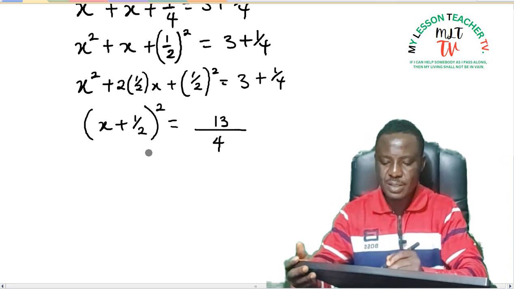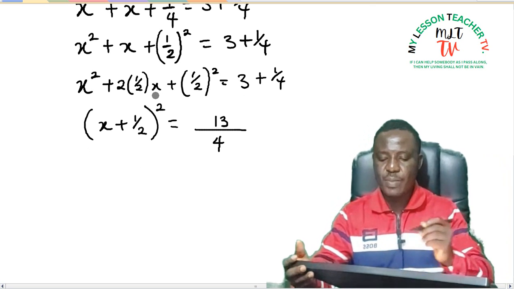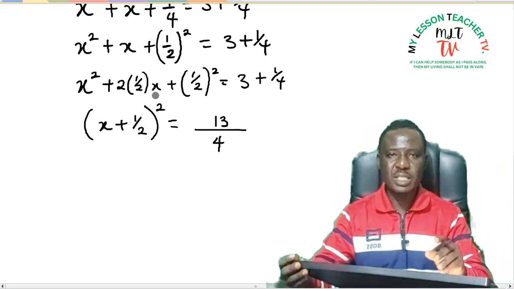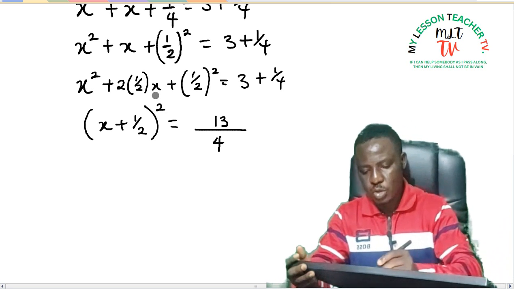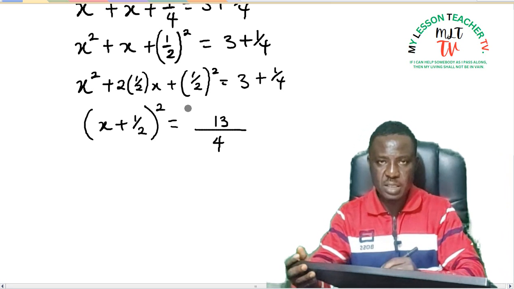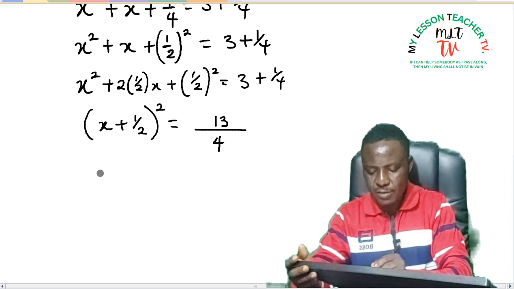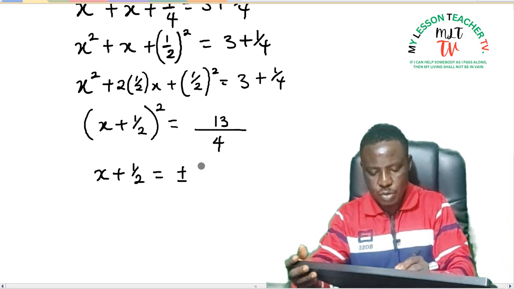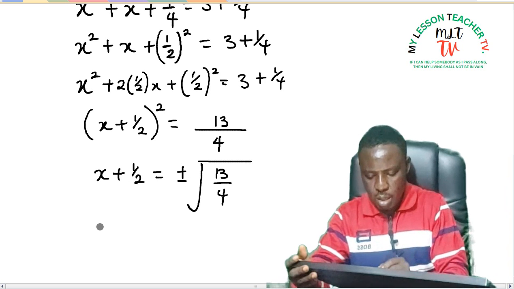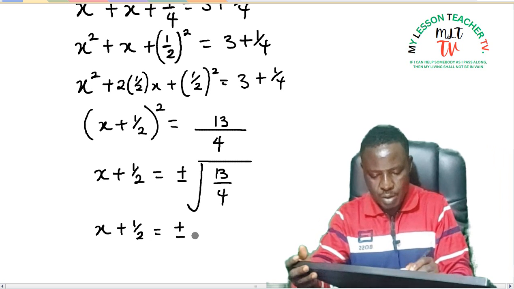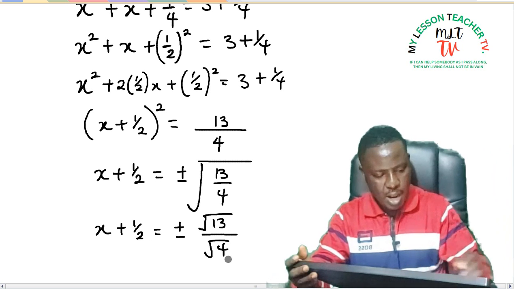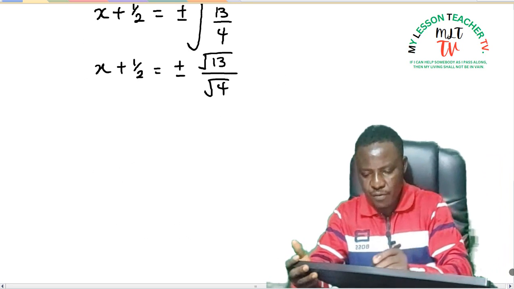So since we have gotten this, we can then solve this. Remember what we did in solving quadratic equations with irrational roots. You have to find the square root of both sides. Finding the square root of both sides gives us x plus half is equal to plus or minus the square root of 13 over 4. And x plus half is equal to plus or minus root 13 divided by root 4. And root 4 is a perfect square.